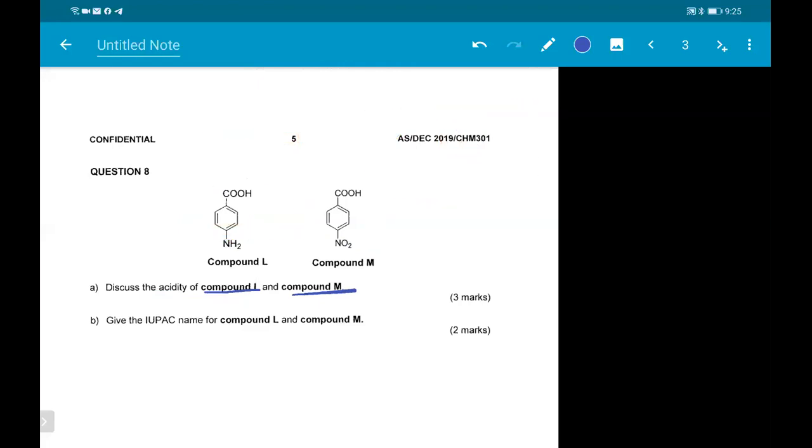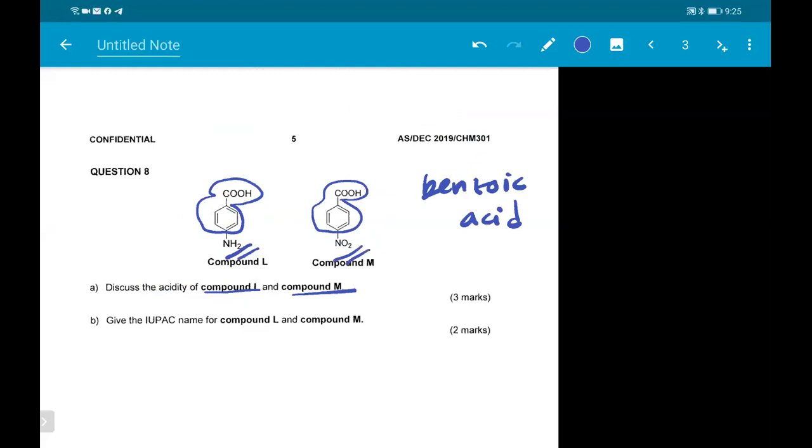Structure ni yang saya tanda ni. Okay, thank you Azrin. Okay, thank you Aiman. Okay, the answer will be benzoic acid. Alright, this is in general benzoic acid. Alright, apa yang membezakan diorang adalah the substituent which is located at carbon number 4. NH2 tu adalah apa? Dan NO2 tu adalah apa?